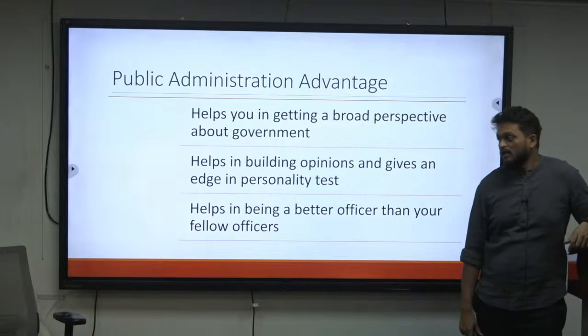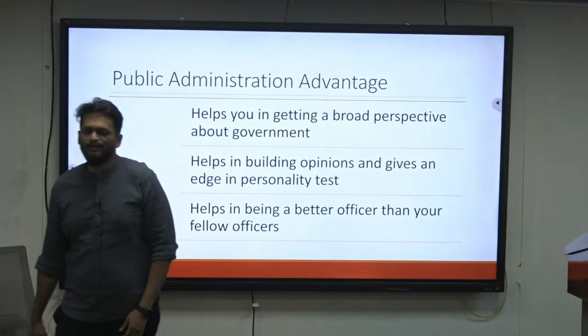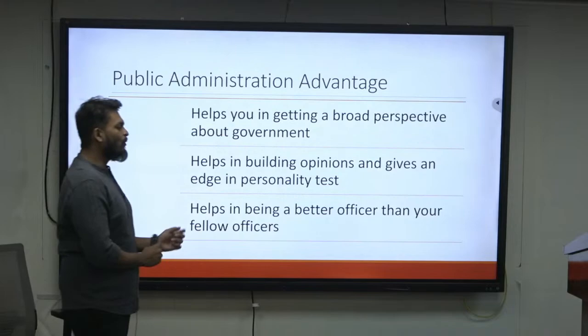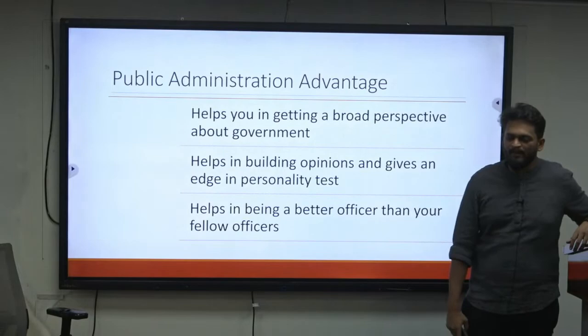And so, why public administration helps you get maybe around 10-15 marks extra in the personality test is because it helps in building opinions. You won't get any serious edge, like you can say whatever we saw overlap, but at least there is a 10-15 marks increase in people who take public administration as optional.